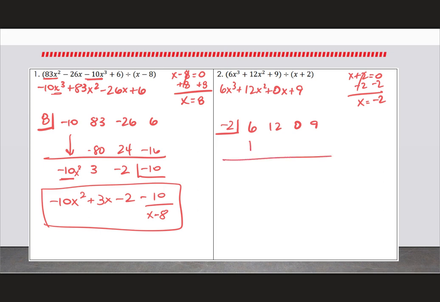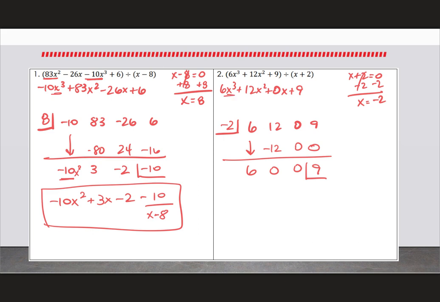Draw my line, bring the first one down, then I start multiplying. So negative 2 times 6 is negative 12. If I add those together, I get 0. So negative 2 times 0 is 0. Add those together, I get 0 again. Negative 2 times 0 is 0. 9 plus 0 is 9, and that's going to be my remainder.